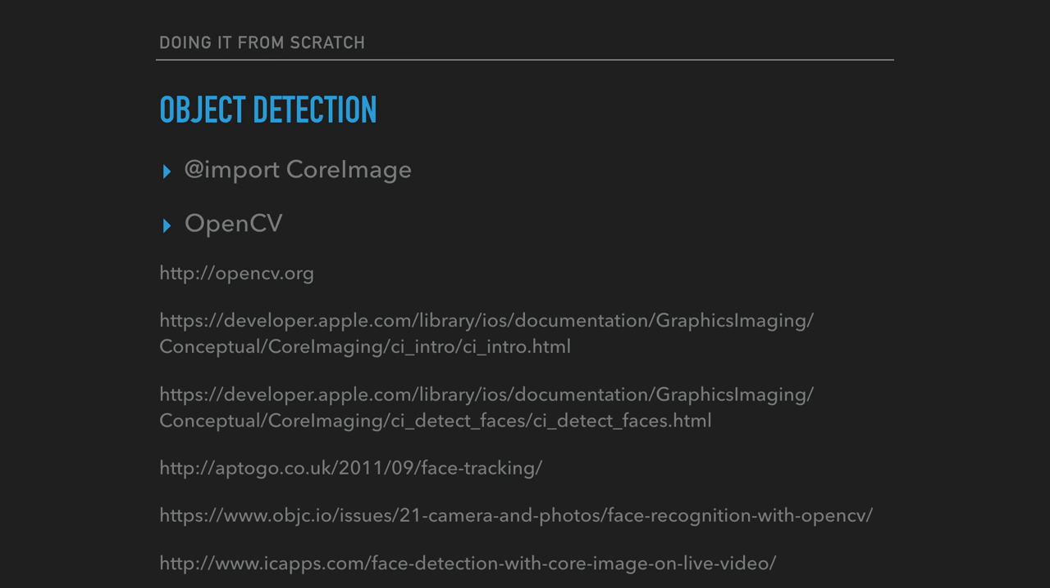The other option is an open source project called OpenCV. So it can also detect faces. It can also recognize faces, so it won't just say, okay, there's a face there. It will say, hey, that's a face, but that's Bob's face. You can also train it with training data to do whatever detection you like. So if you wanted an augmented reality app that detects cat faces, you could do that with OpenCV.